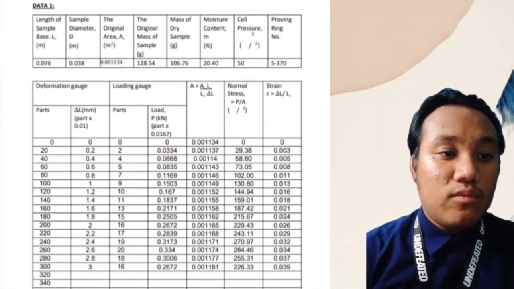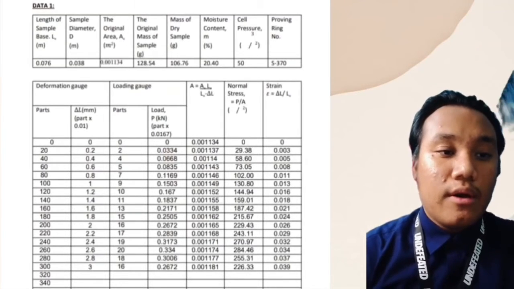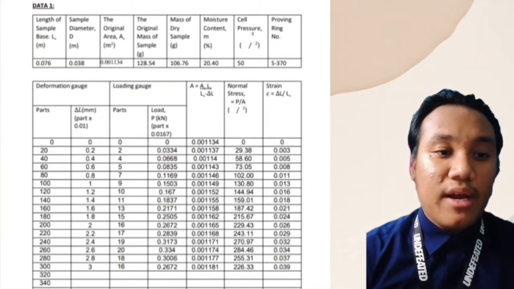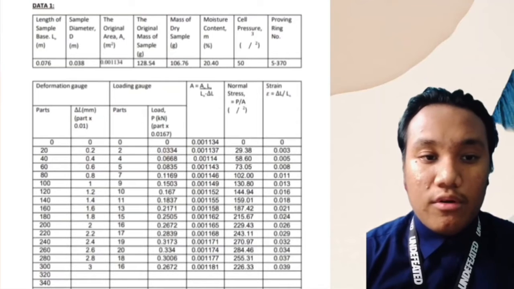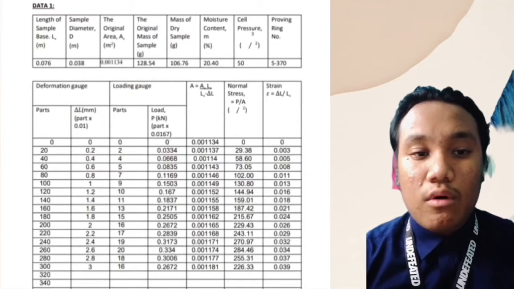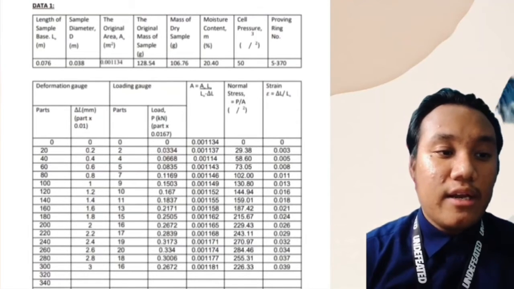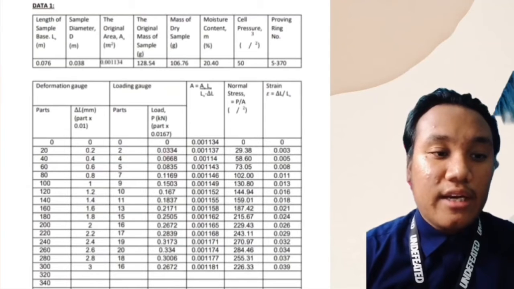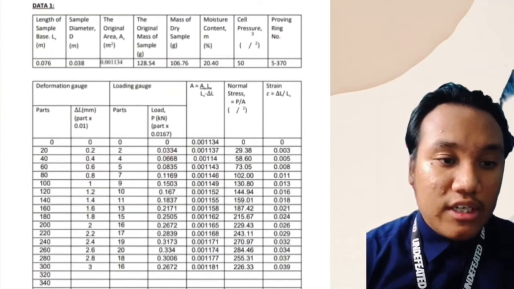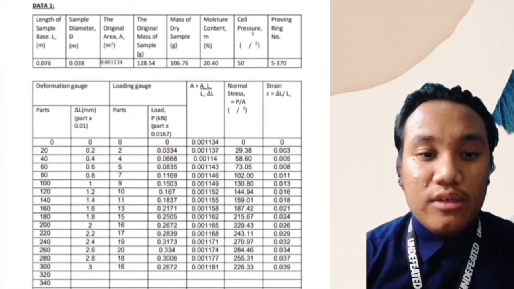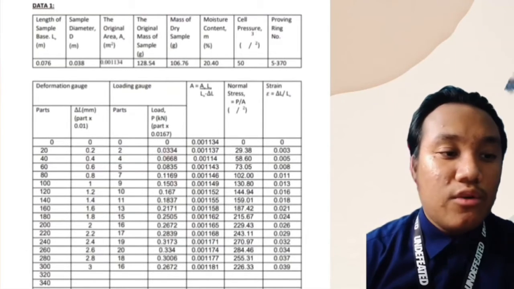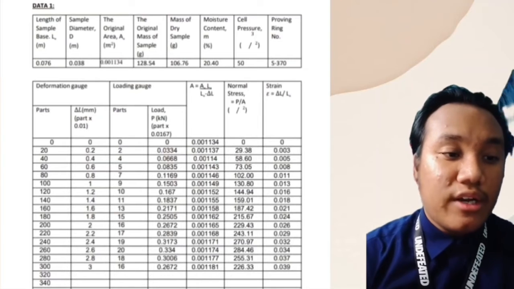Then for the normal stress, you have to get P divided by A, that is 0.0334 divided by 0.0137, you will get 29.38. For the strain, take 0.2 divided by 0.76, you will get 2.63.